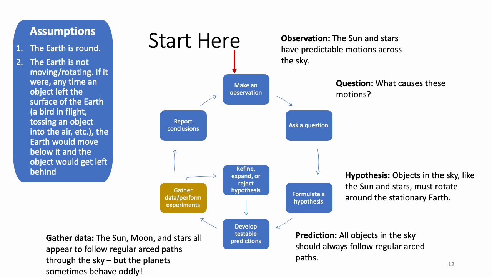And it took a long time to test this, but after gathering a good amount of data, the sun, moon, and stars all appear to follow regular arced paths through the sky. However, there is something that needs expounding on, and that is that the planets sometimes don't follow this regular arced path as well. So that is something that actually has to be refined. So this hypothesis is somewhat falsifiable because the planets do not follow these regular arced paths.